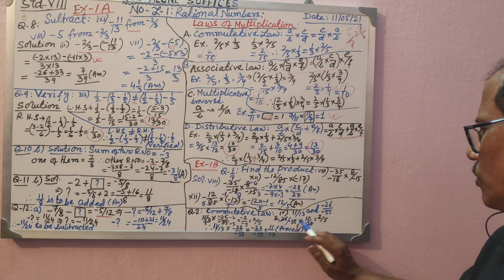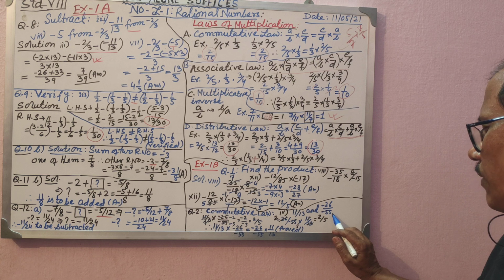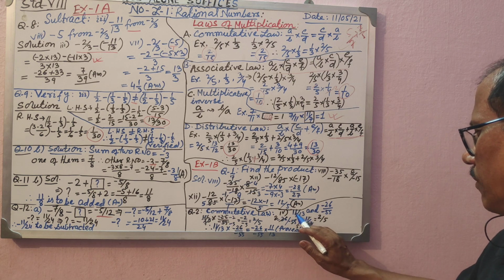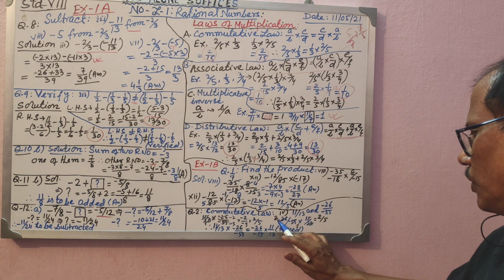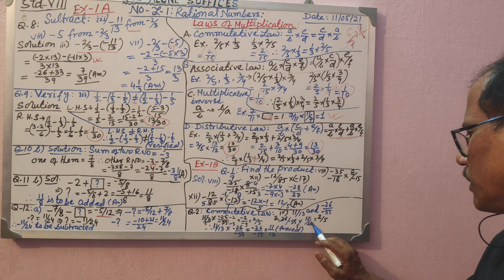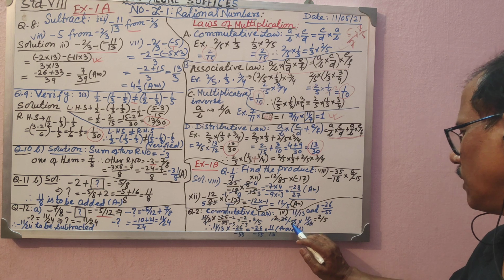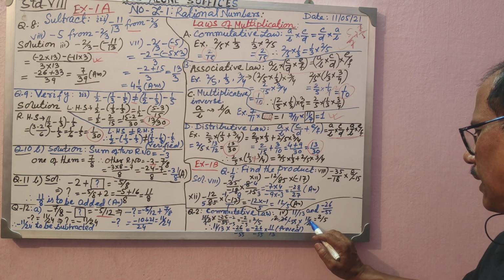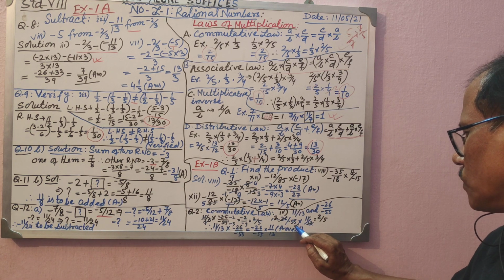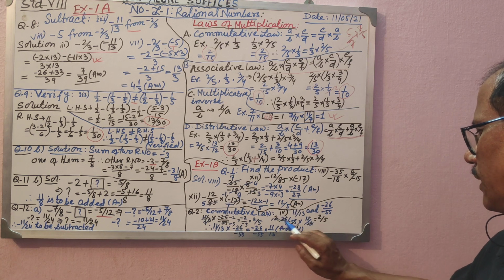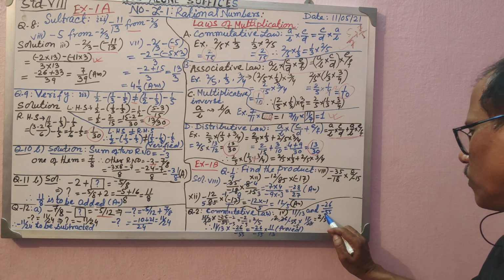But on this side also you do it. Minus 26 by 55 into 11 by 13. That also you do. The 26 will go with the 13, 13 twos are 26. It will become minus 2. And then 55 and 11 will go, giving 5. So if you do it now, it will become minus 2 by 5.